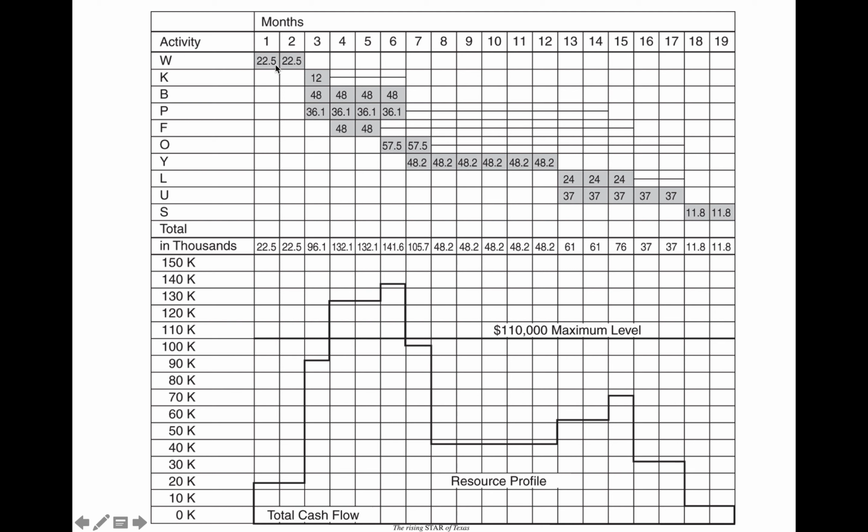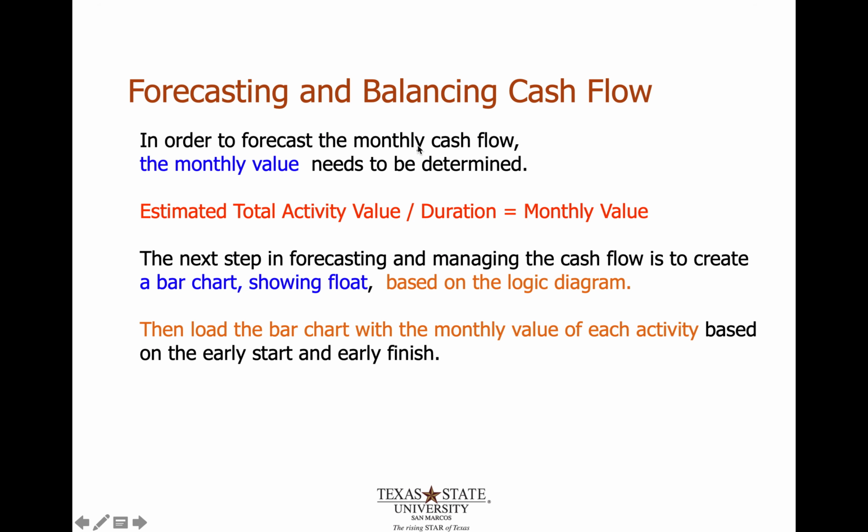W has 2 cells for its bar, representing a duration of 2 months, and it costs $22,500 per month. So I literally just wrote 22.5 on each cell, 22.5 here and 22.5 here. K costs $12,000 a month, so I wrote 12. B costs $48,000 a month, so I wrote 48 here, 48 here, 48 here, and so forth. So notice it's always the same value per cell, 48, 48, 57.5, and so forth. That's what these two lines say.